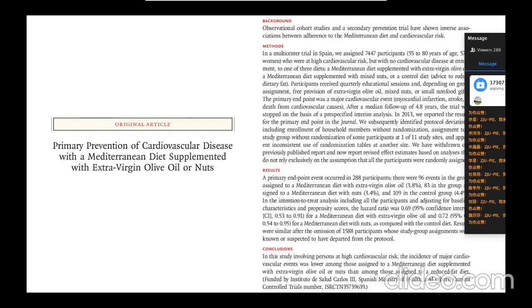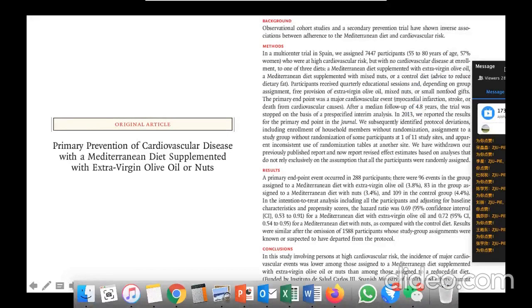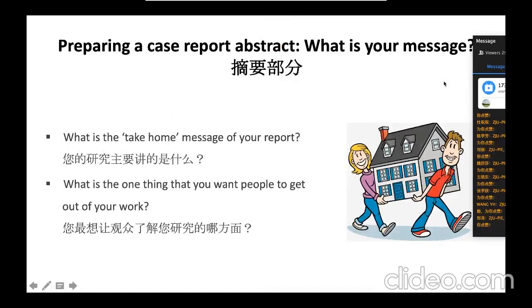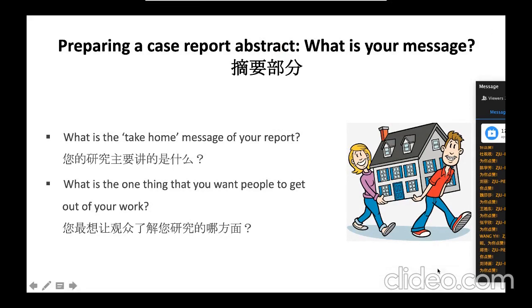So here's an example: the primary prevention of cardiovascular disease with a Mediterranean diet. And you can see here a background, methods, results, and conclusion for these different sections of the academic paper. This is the structure. These are the 4 why questions that we've talked about previously on our slide before. This is the structure that we can put into the article in order to help you with the writing, to help you with the editing. So we talk to medical writers, we talk to editors all of the time.